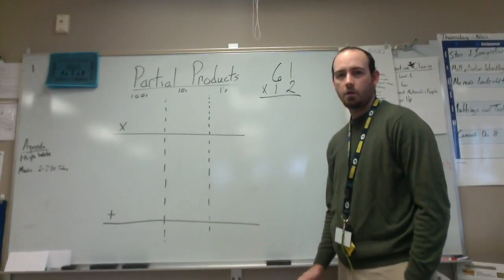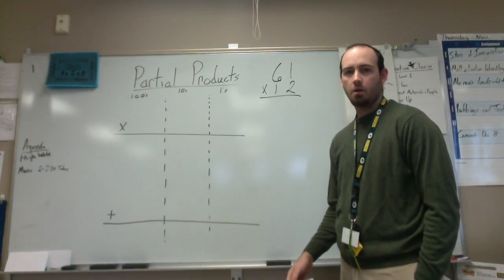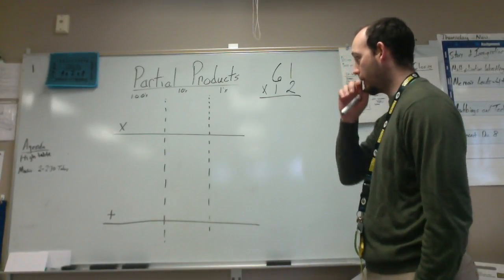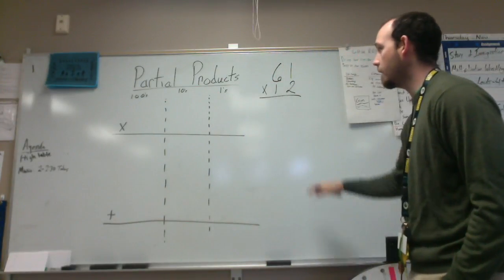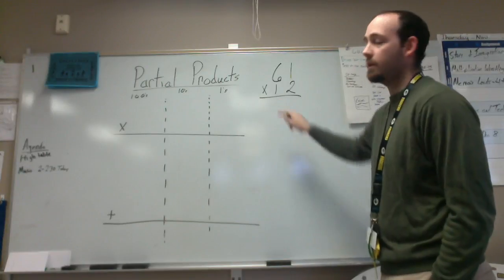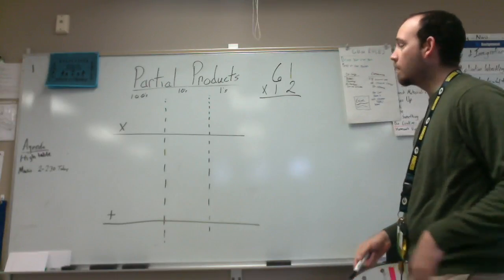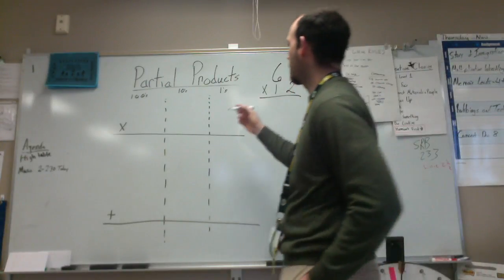Hey guys, today we are looking at a larger multiplication strategy called partial products. You may want to pause the video for a moment and write down this structure here. We're going to be using that to solve our problem 61 times 12. So let's go ahead and just get started. First thing we're going to do is write it in here.